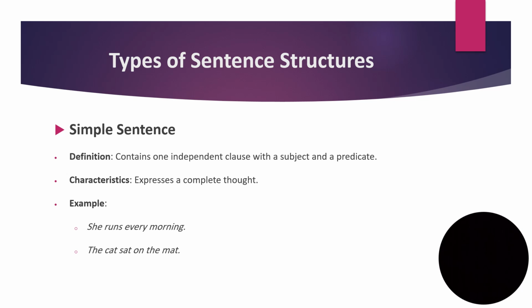First, we have simple sentence. Simple sentence contains one independent clause with a subject and a predicate. Characteristics of a simple sentence: it expresses a complete thought. Let's have an example here. She runs every morning. The cat sat on the mat.